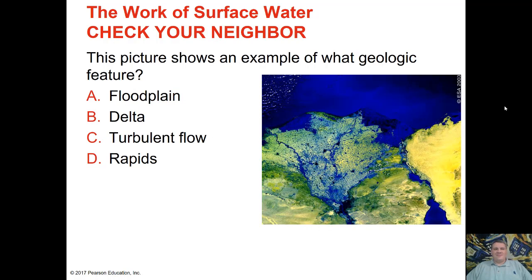And one more. Here's question number 4. This picture shows an example of what geologic feature? A, floodplain, B, delta, C, turbulent flow, or D, rapids. Go ahead and think about it, and we'll discuss it in just a second.